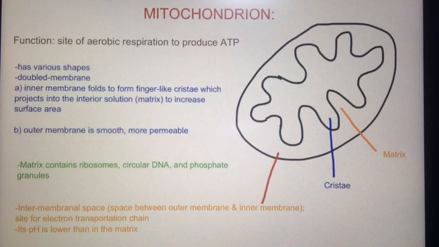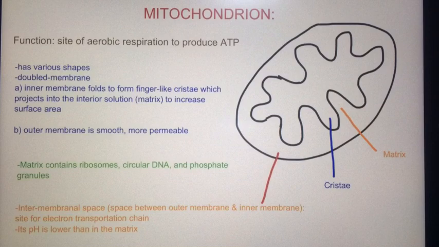I would like to explain on organelles known as mitochondria. Now, the function of mitochondria is the site of aerobic respiration to produce energy, which is known as ATP. It has various shapes, but is commonly known to have a sausage shape. They have a double membrane, which is the inner and the outer one. The inner one is folded, while the outer one is smooth.